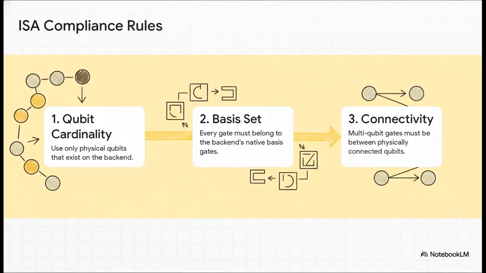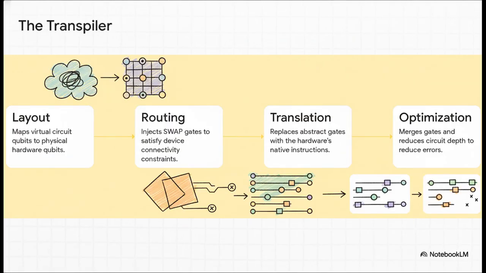So what does that actually mean? Well, it sounds technical, but it really just boils down to 3 simple rules. First, your circuit can only use the real, physical qubits that actually exist on the chip, no imaginary ones. Second, it has to speak the hardware's native language, using only the gate operations it's built to understand. And third, you can only do operations between qubits that are physically wired together on the chip. Okay, I know what you're thinking. That sounds complicated. But here is the absolute magic of the system.